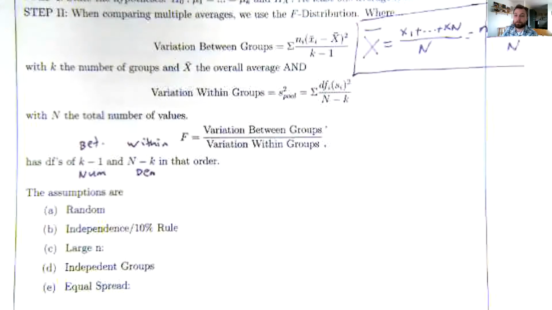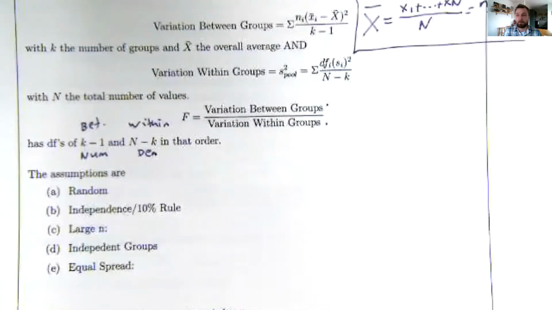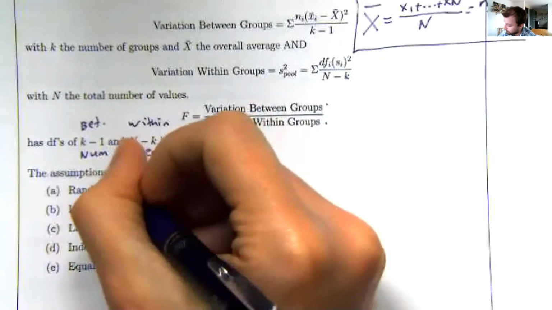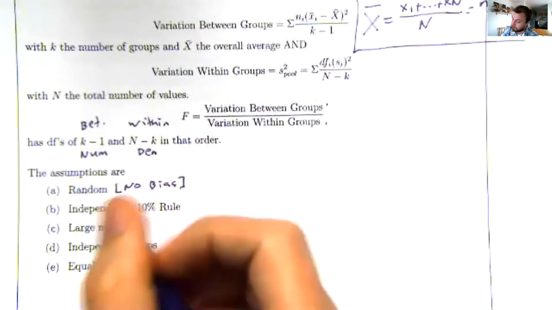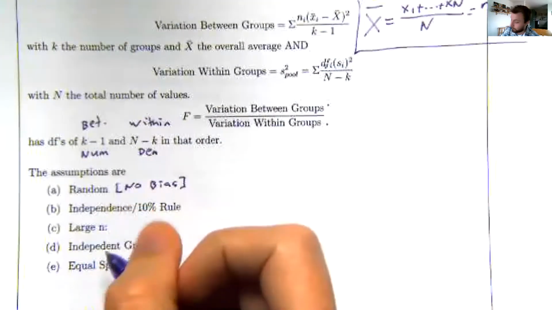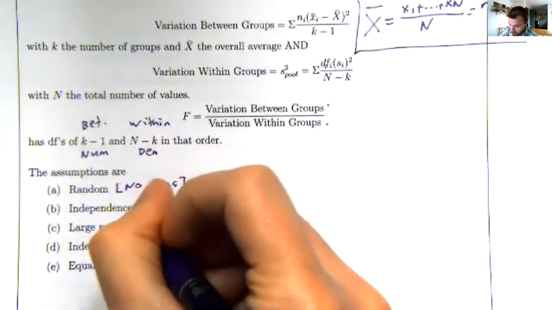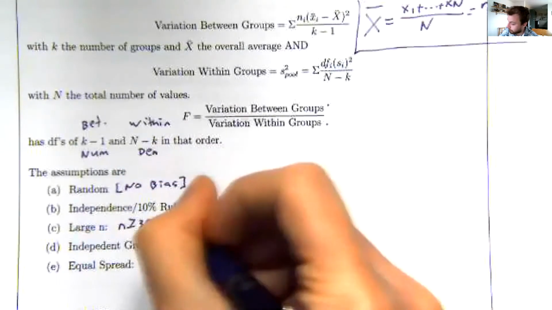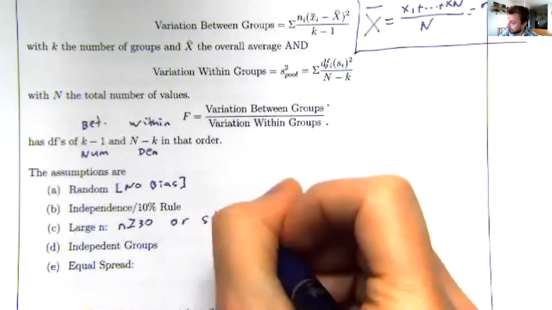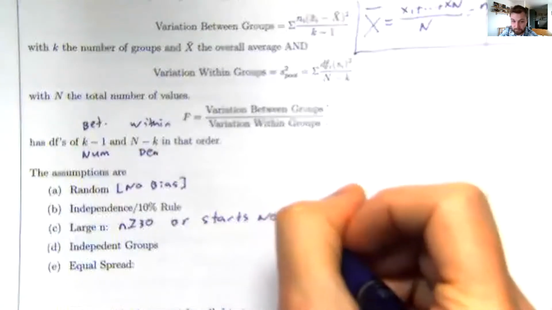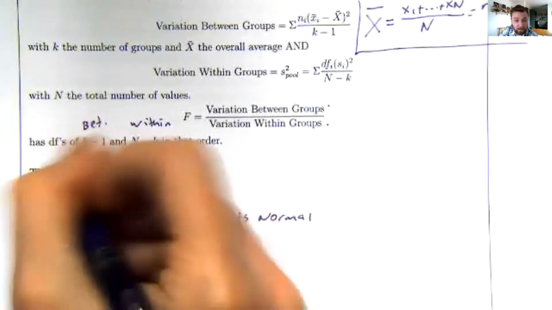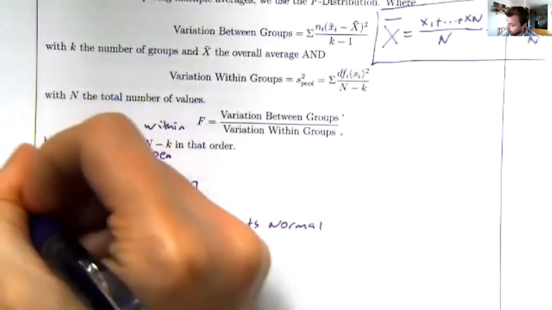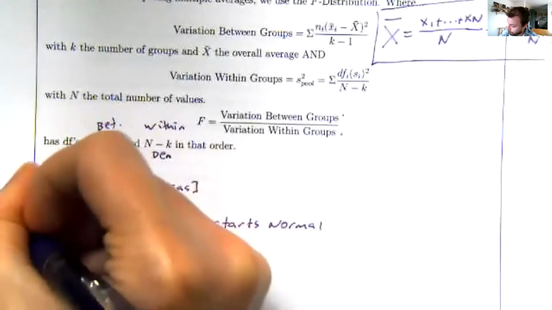That's fine as well. I have several assumptions for using this model. I need to have a random sample. By random, I mean there's no bias. I need to make sure that I have independence both within and between my groups. I need a large N. That was N greater than or equal to 30 or starts normal. These were all the same as a t-test. So these assumptions here, just think I have to have these whenever I compare averages.